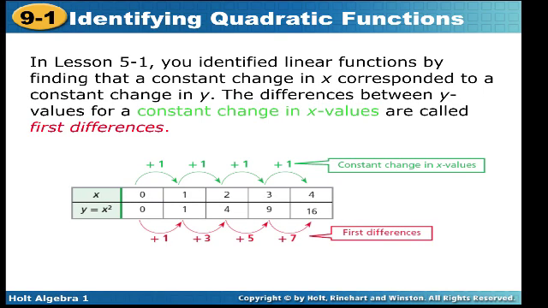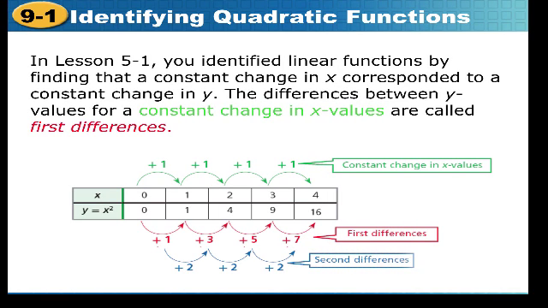Chapter 5 1. You identify linear functions by finding that a constant change in x corresponds to a constant change in y. The differences between y values for a constant change in x values are called first differences. For example, the first differences of y equals x squared are 0, 1, 3, 5, 7. The second differences are 2, 2, which is also a constant change.